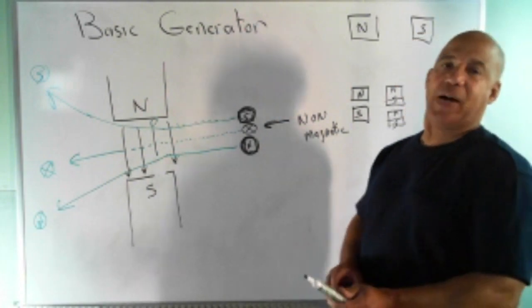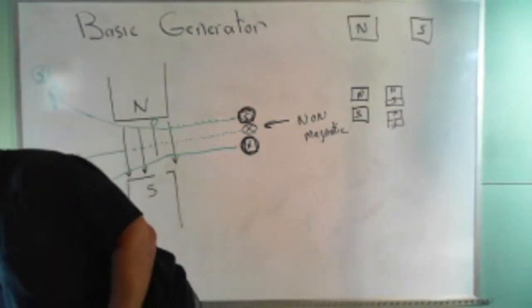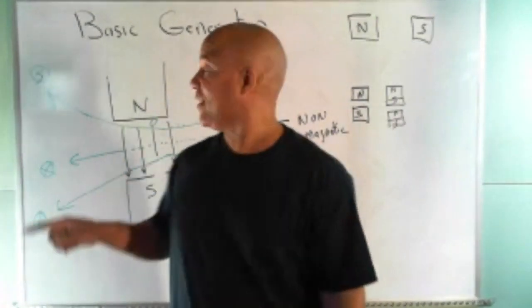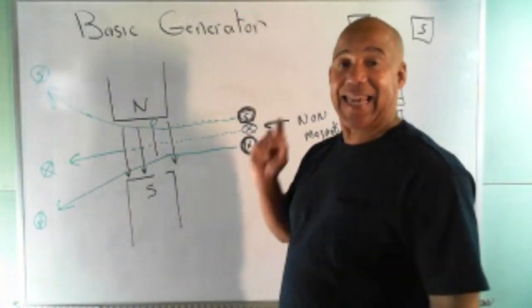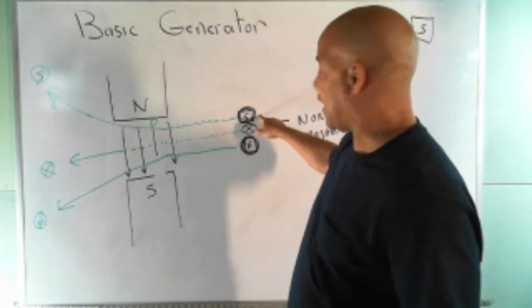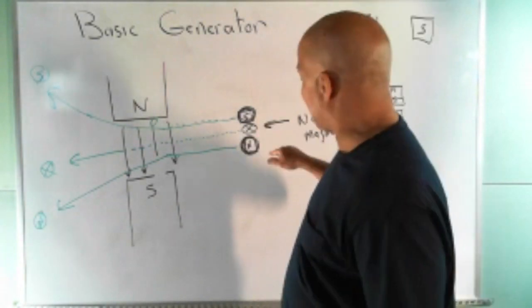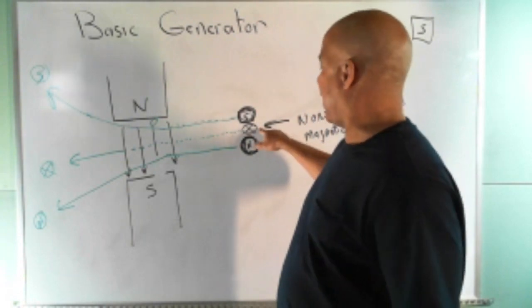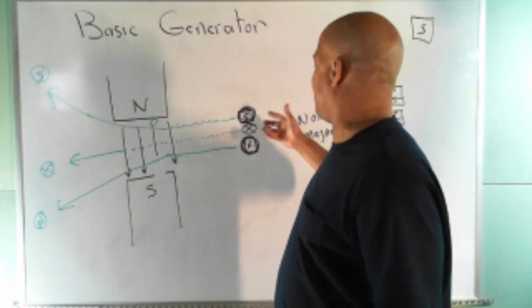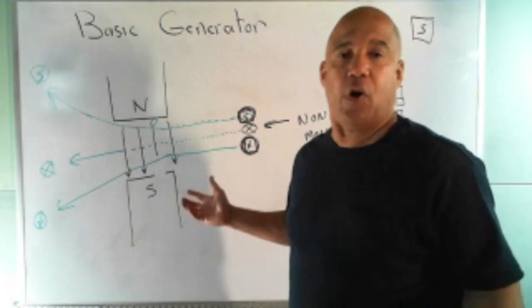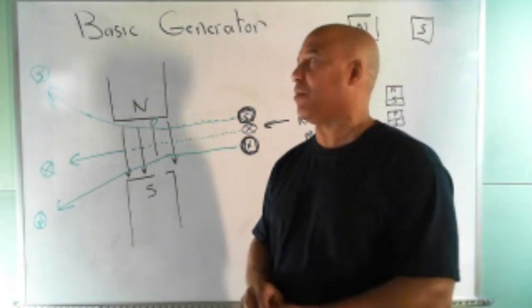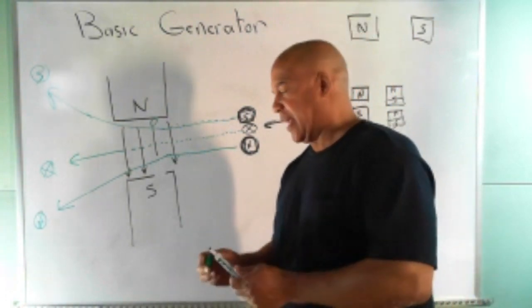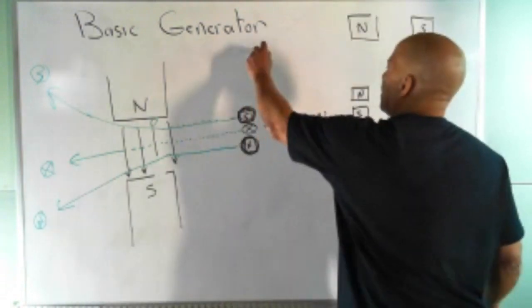Well, guess what? It turns out we can actually do that. I can have an isolated South Pole. I can have an isolated North Pole, and I can have a particle with no magnetic polarity at all. You might say, well, hold on, how is that possible? The answer is the subatomic particles.